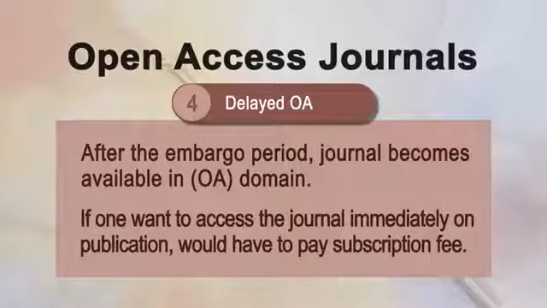An example of a delayed open access journal would be PNAS, the Proceedings of the National Academy of Sciences, which is known to have an embargo period of 6 months, and after 6 months the journal becomes open access. So if one wants to access the journal immediately on publication, one would have to pay the subscription fee or the licensing charges. So open access journals became quite popular, and continue to get popular.